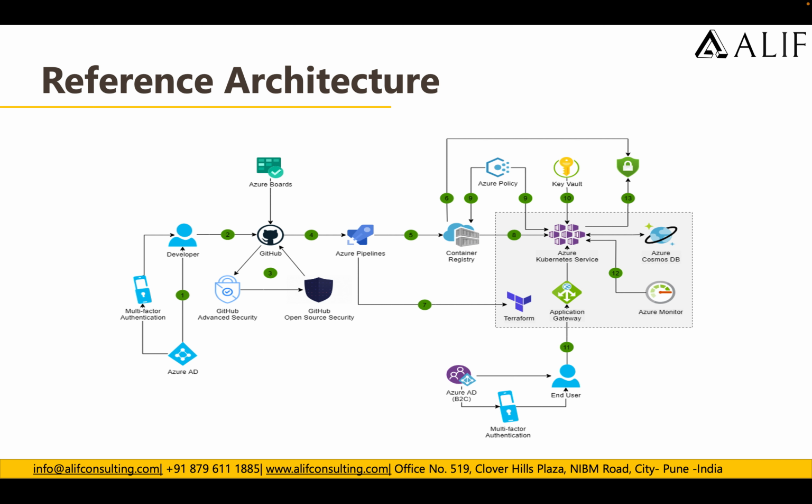Well, here is what your reference architecture looks like. You can have your code uploaded into GitHub, or maybe on the Azure repo, and from there you can have your pipeline integrated, and you can have all your code pushed to the container registry. From there the image can be pulled on the AKS, and then you will see that there are the Azure policies, Azure key vaults, and the defender, which is providing you the end-to-end security.